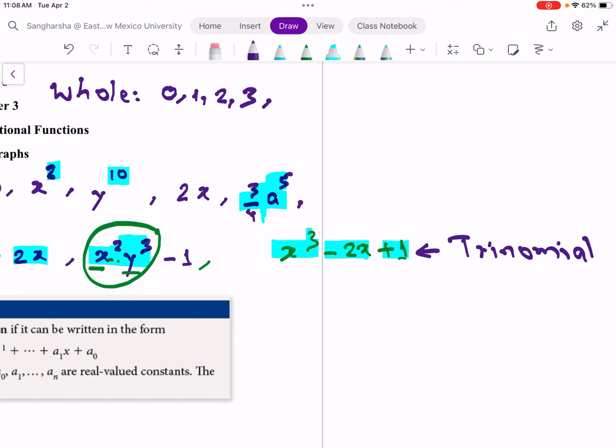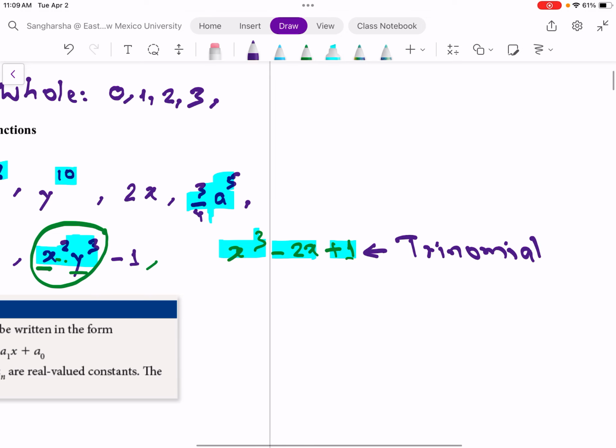But if we have 1 term, it has a specific name, monomial. A polynomial with 1 term is a monomial. A polynomial with 2 terms is a binomial. A polynomial with 3 terms is a trinomial. But if we have an expression with more than 3 terms, we just call it a polynomial.